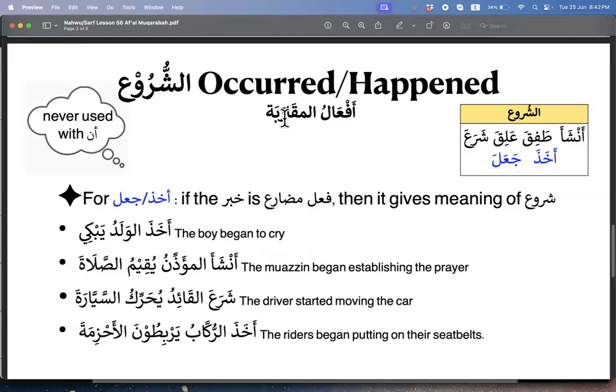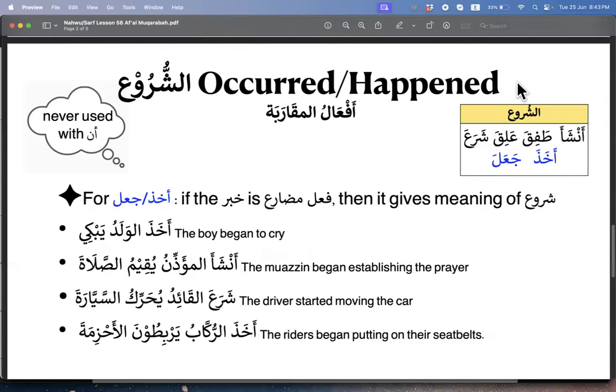This one is shuru, which means that it already started to happen. The one in blue is a bit special. We know this word from before, right? Akhadha, ja'ala. In fact, there are a lot in the Quran. But in the Quran, the normal meaning is more common. Akhadha means to take. Ja'ala means to make, or to become. So in the Quran, mostly it's not af'alul shuru.